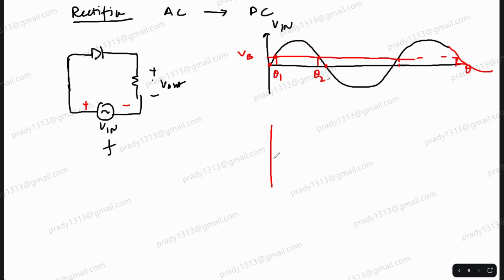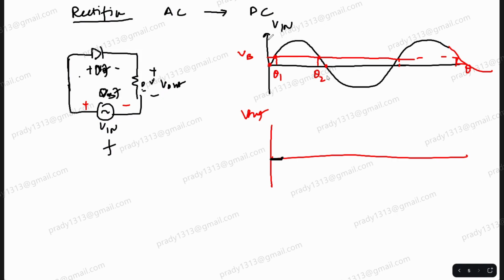So what will be the output? Draw the output. Can I say from 0 degree to theta 1, there is no conduction? Yes, sir. At theta 1, what will be the output voltage? Zero, not VB, because when the input reaches 0.7, the output here will be 0.